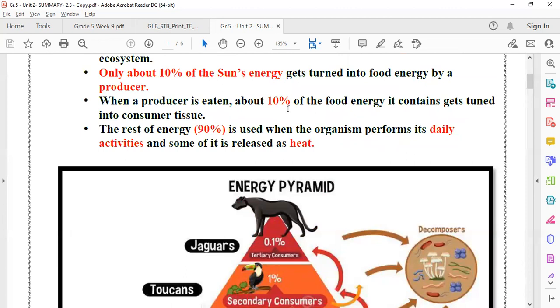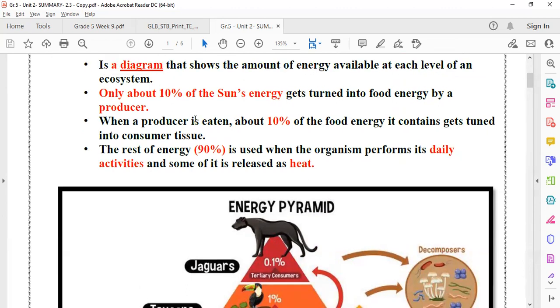Only 10% of the energy is turned into food. So what about the rest of the energy? The rest of the energy is used when the organism performs its daily activities. This is the same also for the plants. So only about 10% of the sun's energy gets turned into food energy by the producer.